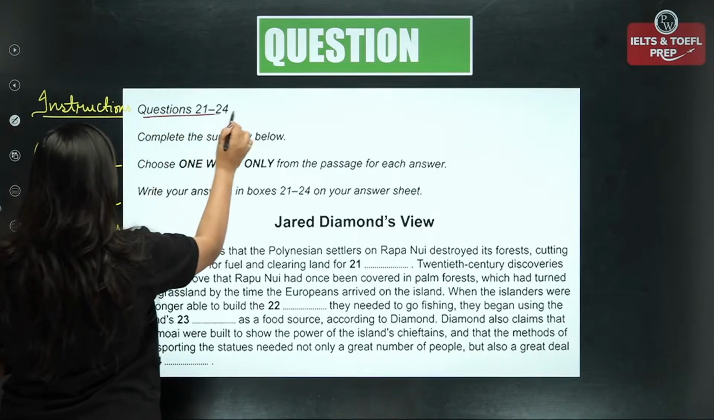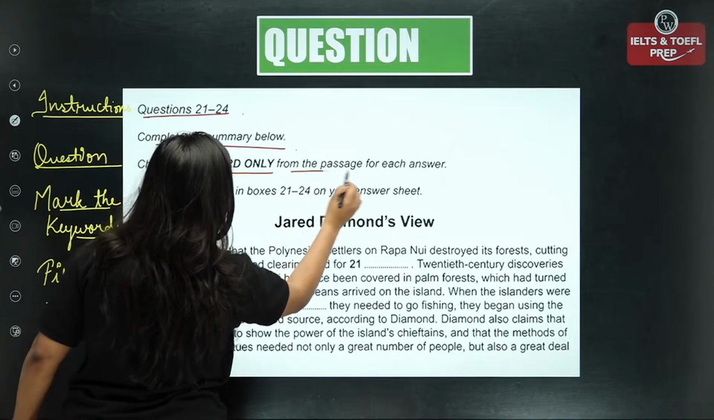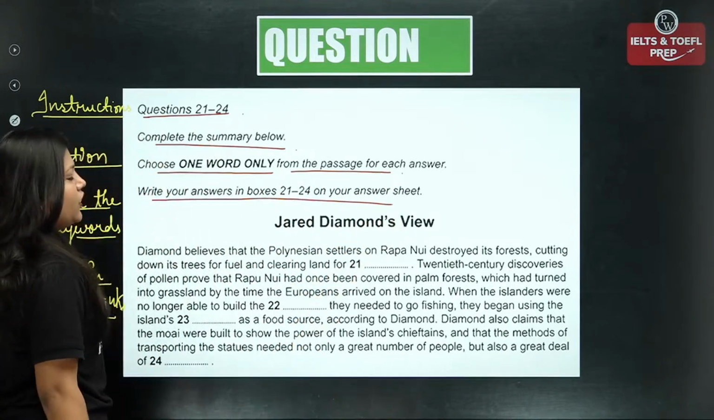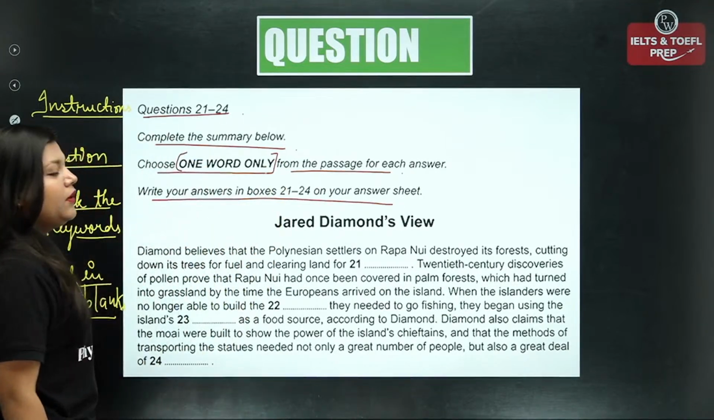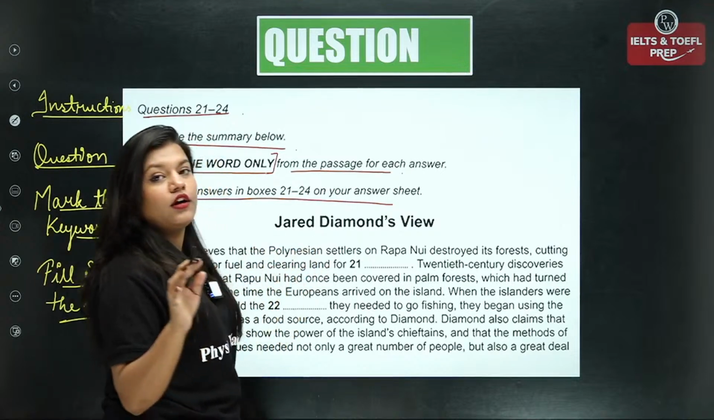Questions 21 to 24. Complete the summary below. Choose one word only from the passage for each answer. Write your answers in boxes 21 to 24 on your answer sheet. What's written? One word only. So it means we can only use one word. No numbers, no additional words.